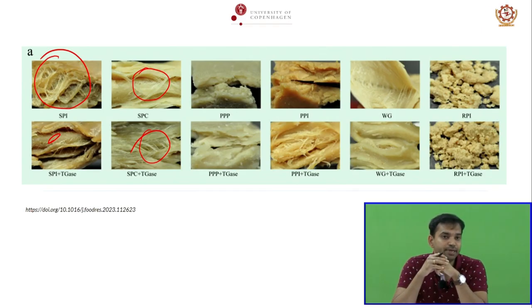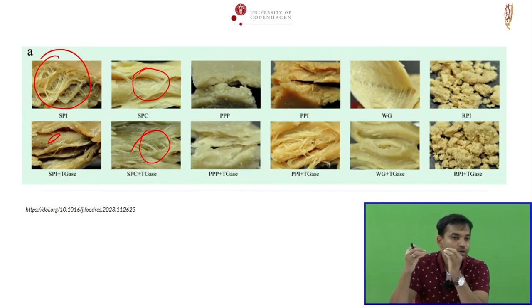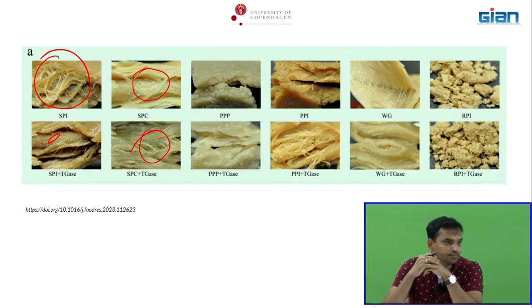So there are companies that sell transglutaminase in bulk. You can use it to create new textures. A fantastic enzymatic reaction to do if you want a fibrous structure, if you want a gel. Okay.